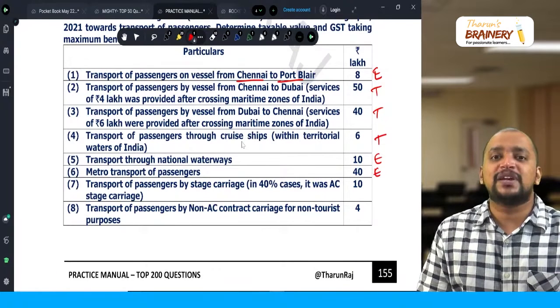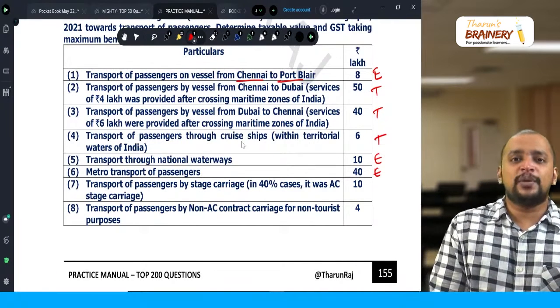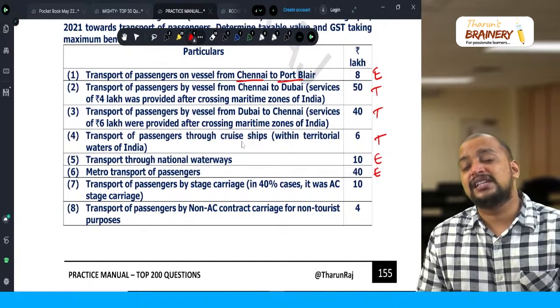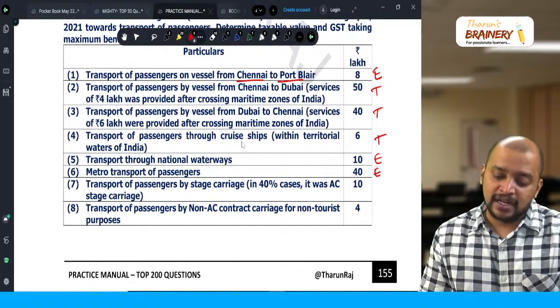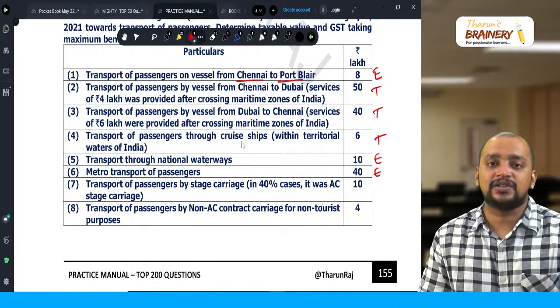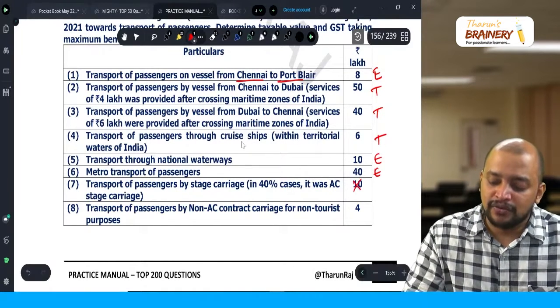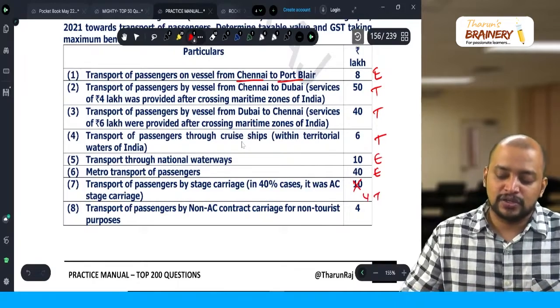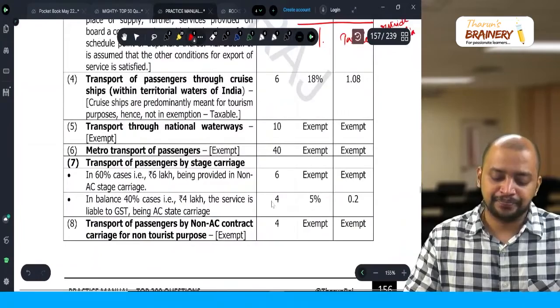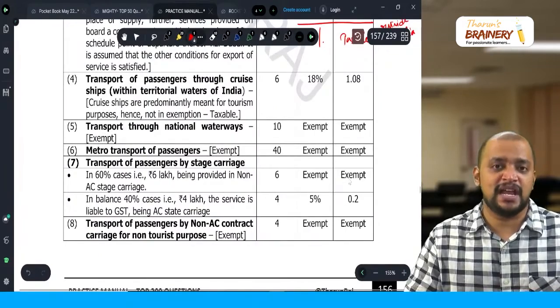Transportation of passengers by stage carriage is divided into two: AC and non-AC. AC will be taxable, non-AC exempted. Here, in 40% of cases it was AC stage carriage, meaning out of 10, 4 will be taxable. The remaining will be exempted. Only 4 will be taxable. In the other cases it will be exempted.